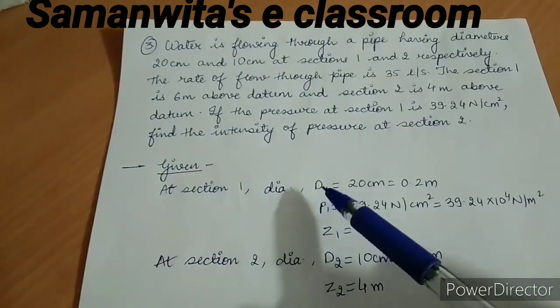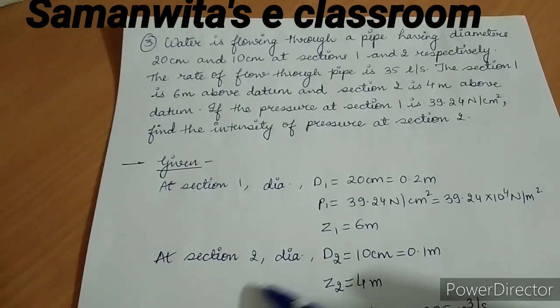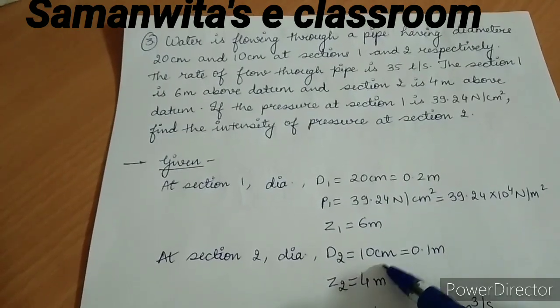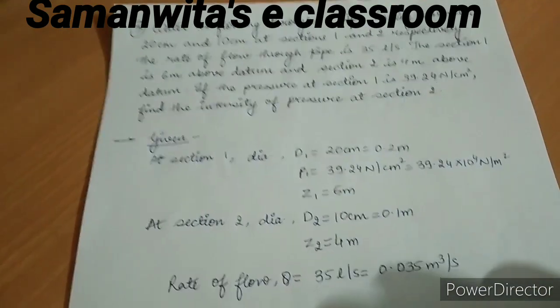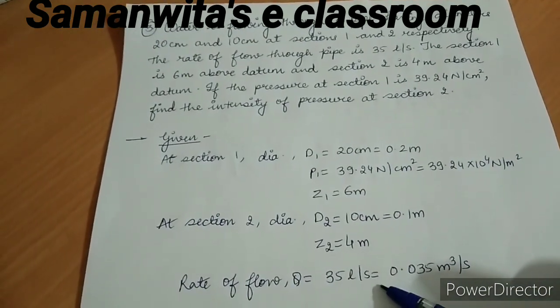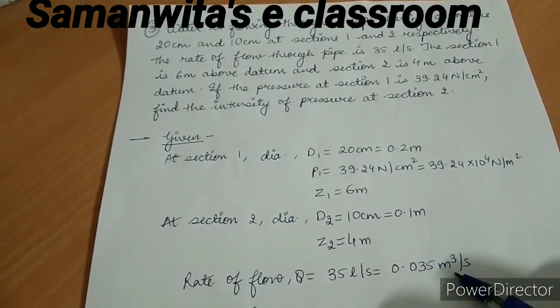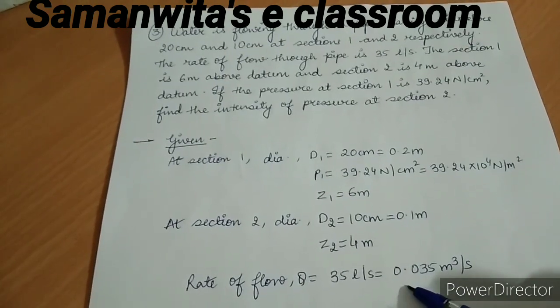So at section 1, my diameter is 20 centimeter. At section 2, my diameter is 10 centimeter. The rate of flow through the pipe is 35 liters per second. So you can write down Q is 35 liters per second. When you convert into meter cube per second, you will have to multiply with 10 raised to minus 3.